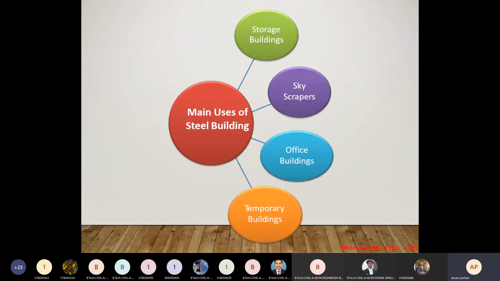Then the main uses of a steel building. What is the main purpose behind the construction of the steel building? Storage building, then skyscrapers, then office building, temporary buildings. So these are the main uses of the steel buildings.